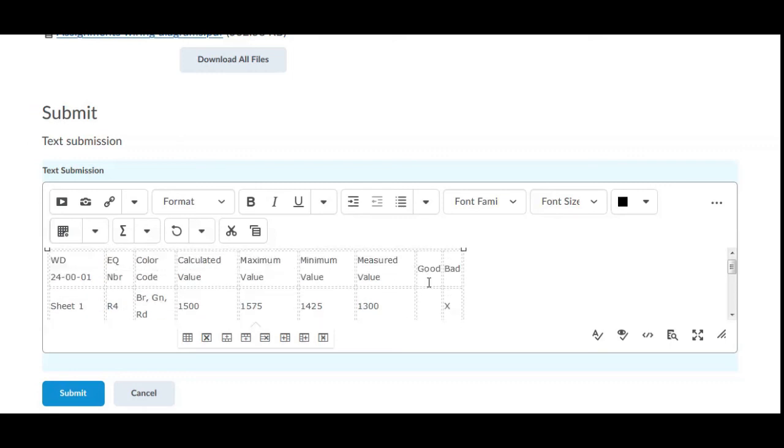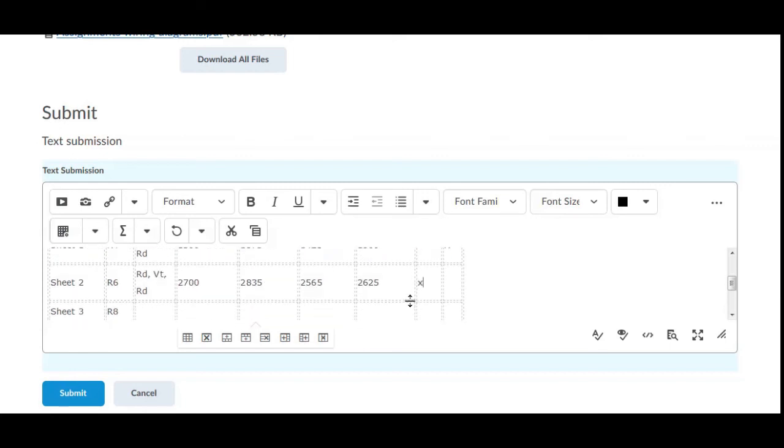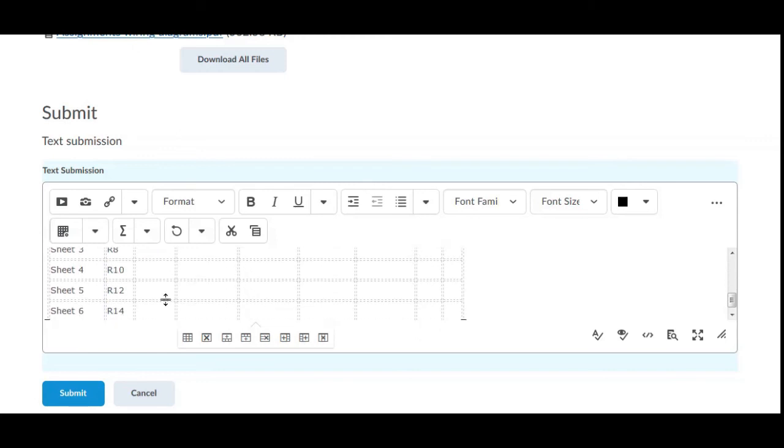Enter into X. So in this case, I've entered the wiring diagram I'm using, my equipment number, my color code, my calculated value, my maximum values, my minimum values, my measured values with my meter, and whether it fell within the tolerances. And you could continue on with all the rest of them.